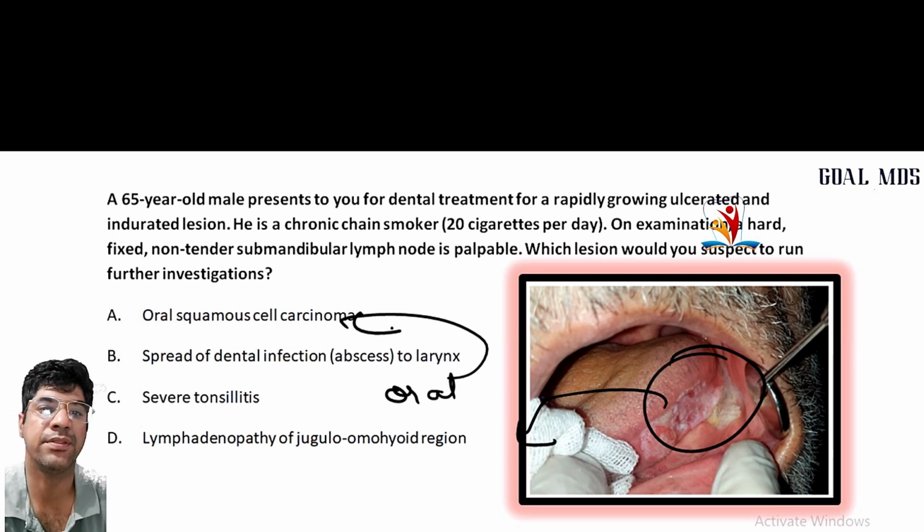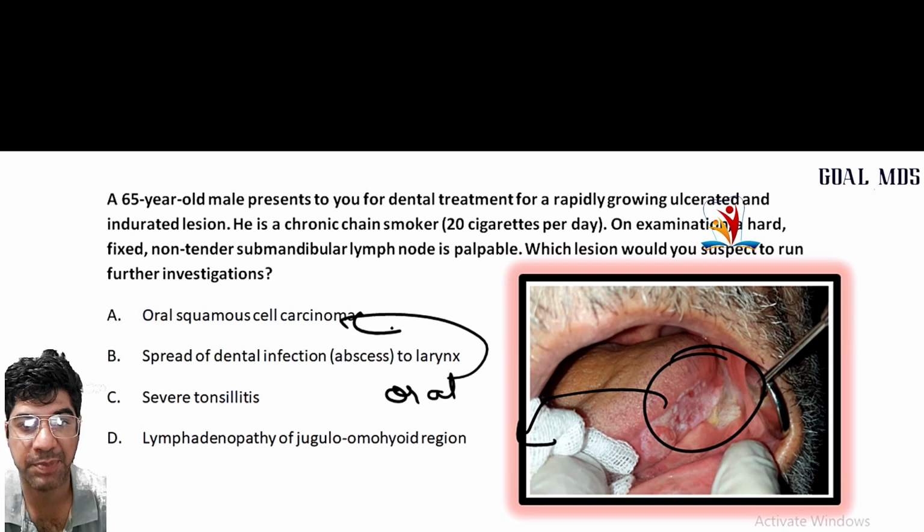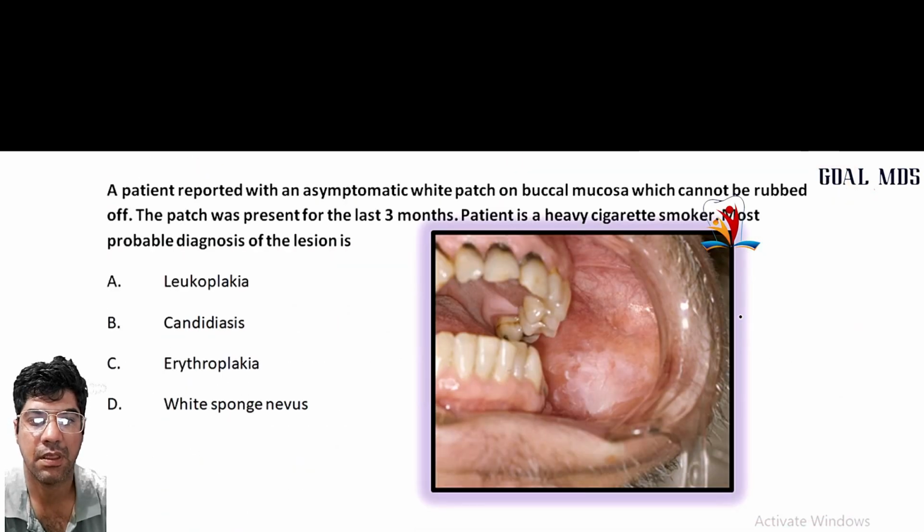So remember, oral squamous cell carcinoma is a malignant tumor associated with tobacco use, especially smoking. So the presence of an ulcerated, indurated lesion with a history of smoking is a red flag for potential oral cancer. And the submandibular lymph node suggests regional lymph node involvement that is common in advanced oral cancer. Moving to the next question.